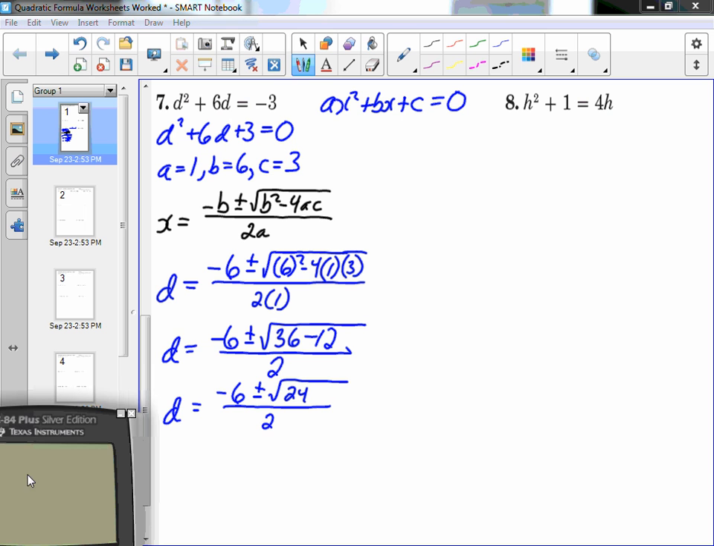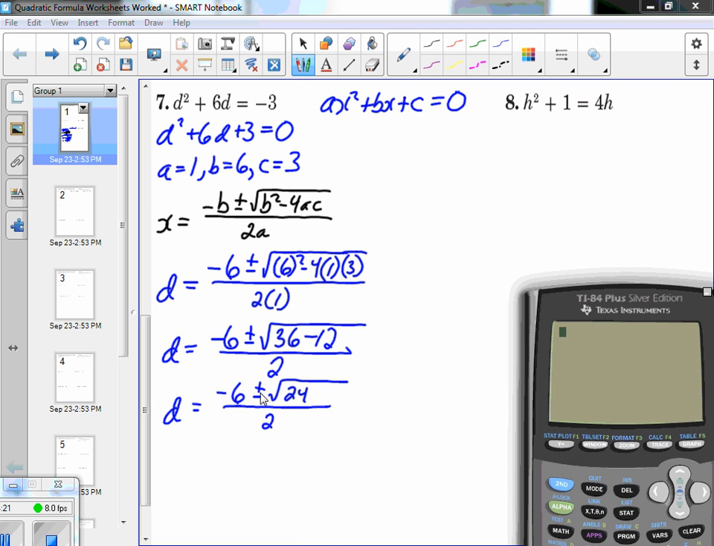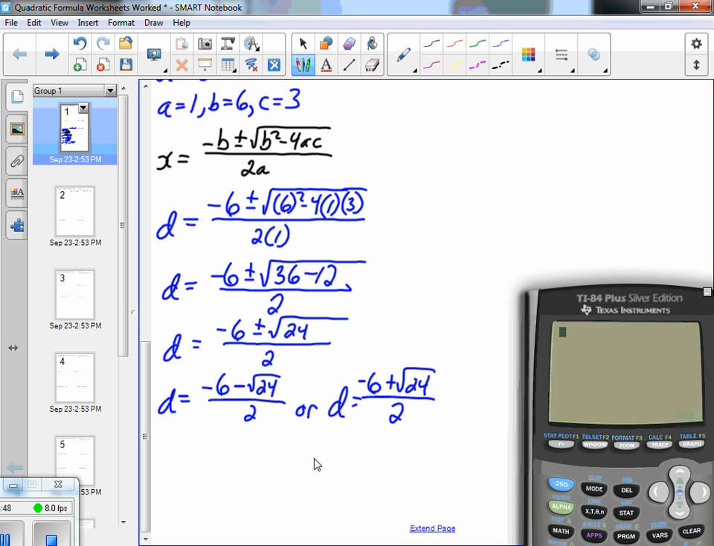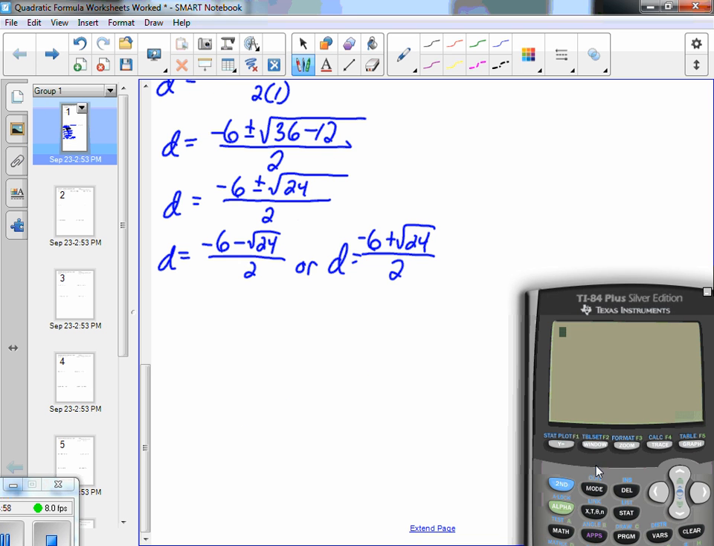Okay? So, take into account what that plus or minus sign means. It means we have 2 solutions, one using a plus sign there, one using a minus sign there. We get d equals negative 6 minus the square root of 24 over 2, or d equals negative 6 plus the square root of 24 over 2. Any questions on that? 2 solutions. One used the plus sign, one used the minus sign. All right. Make sure you know how to use your calculator.